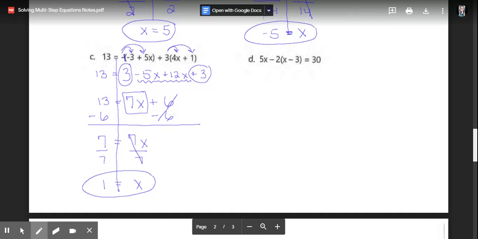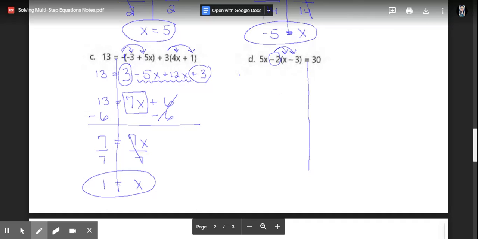All right, one more problem, and you're going to help me do this one. So let's take a look at problem D. What should I do first? I need to distribute. Anytime you see parentheses, we have to distribute. The number out front of the parentheses is a negative 2. So when we distribute, make sure you include the negative in your distributing. Which one of these answers shows the correct distribution?